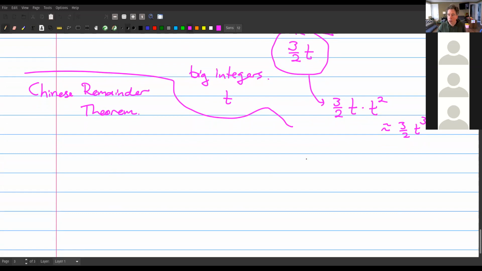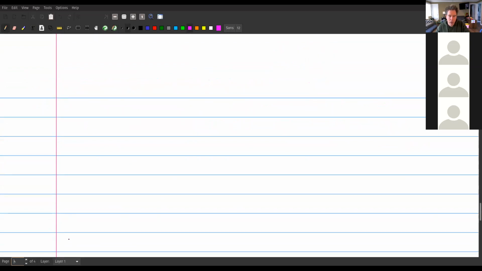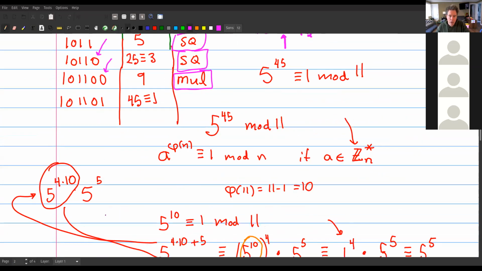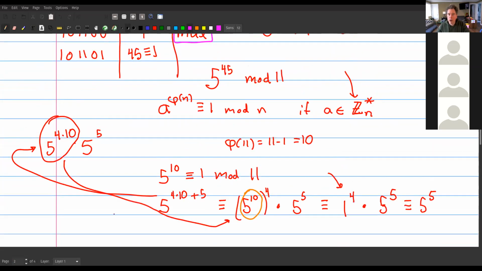But before we do this, we have to go back to the thing I was explaining very badly before, about the 5 here. Down here, we wanted to do 5 to the 45 mod 11. But it turns out that I could have just done 5 to the 45 mod 10, which is 5 to the 5th. So that's much less work.